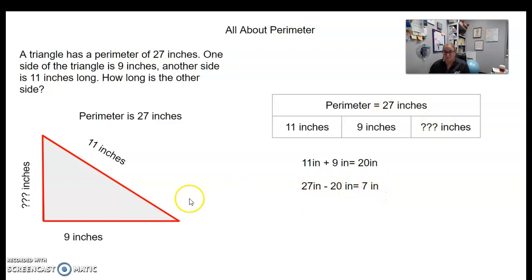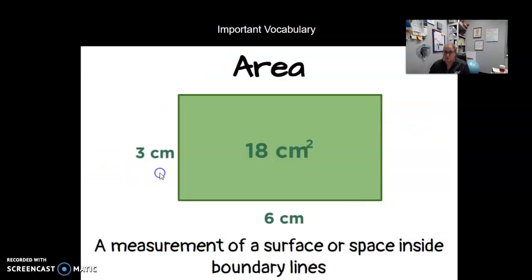So sometimes with perimeter, you're trying to find the distance all the way around and you're given all the information. Other times with perimeter, you're given the perimeter and you're missing a piece of information. So make sure you're being careful with how you solve the problem. So the missing side for this one was 7 inches long.